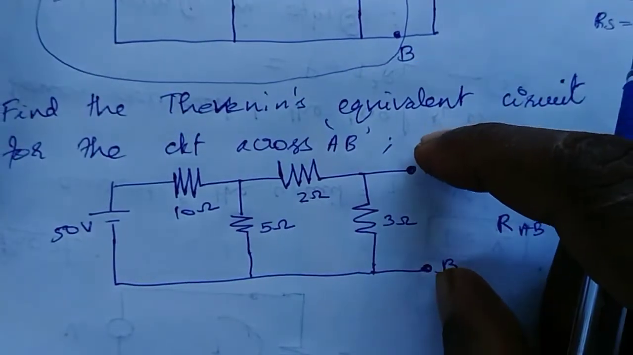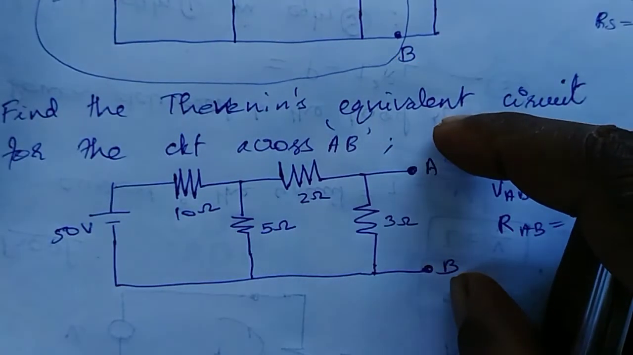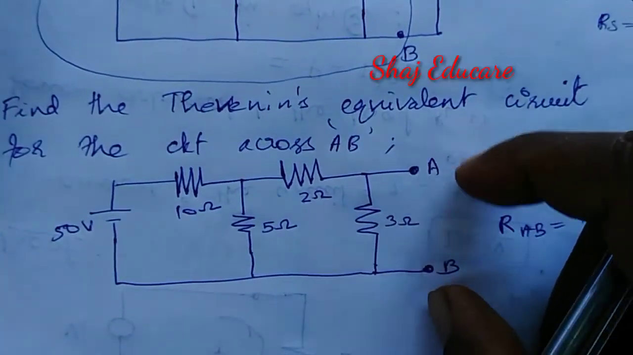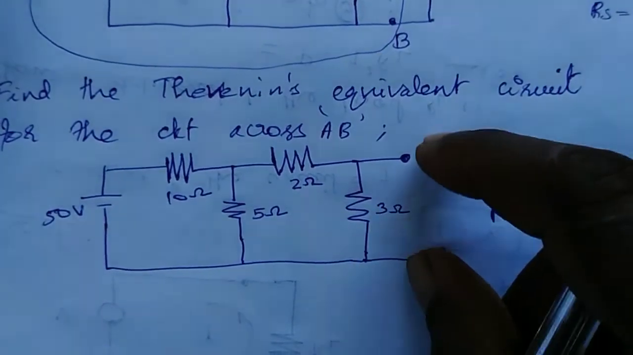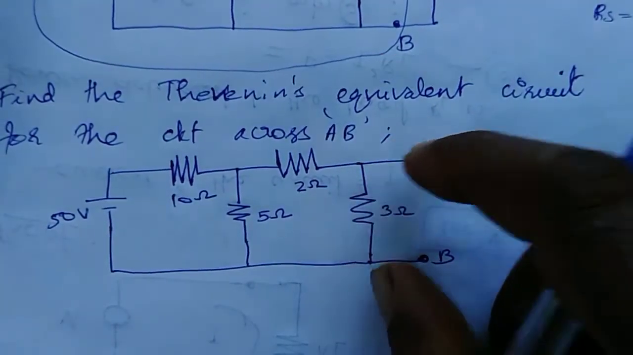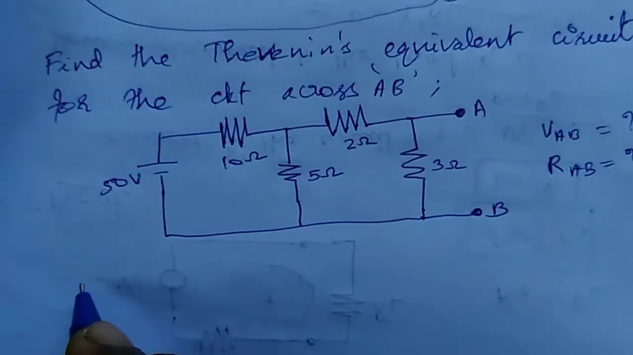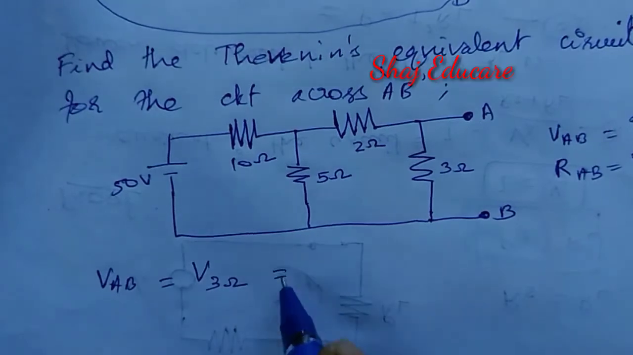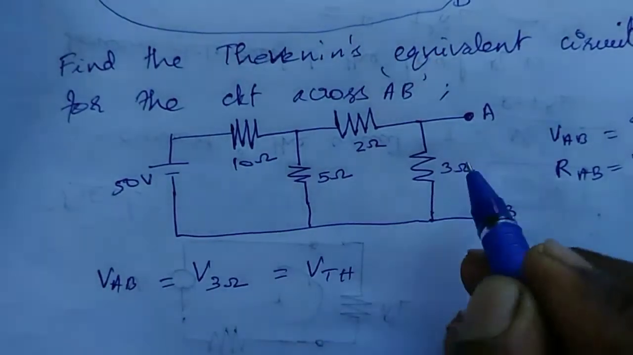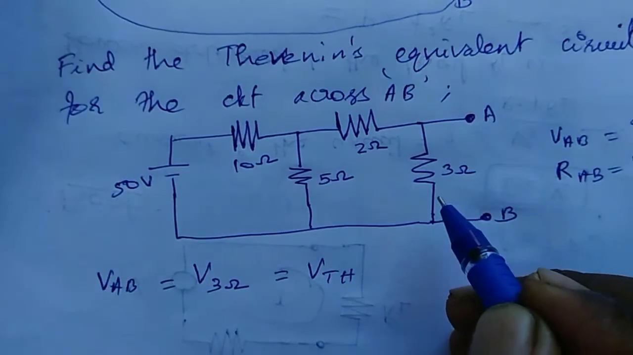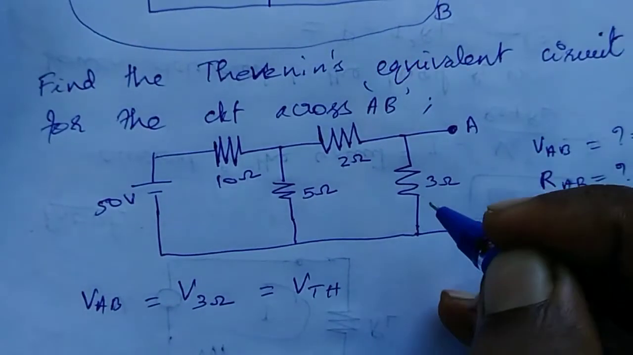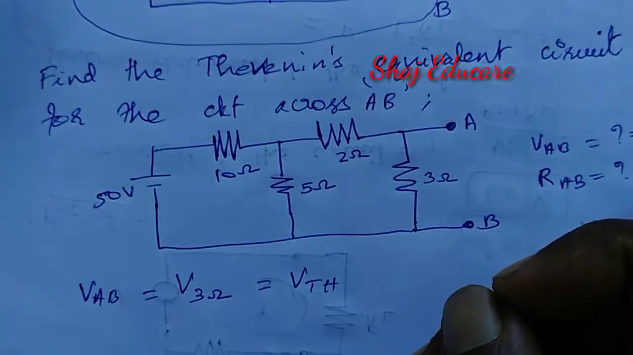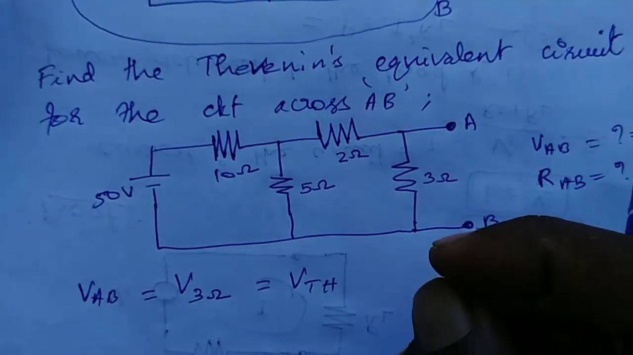So first of all, let us find the voltage across AB, that is VAB. VAB will be the voltage across the 3 ohm resistor. The Thevenin equivalent voltage across AB will be equal to V3 ohm, that will be VTH. How can we find the voltage across the 3 ohm resistance? By any means we can find it, and let us move through a simple way.